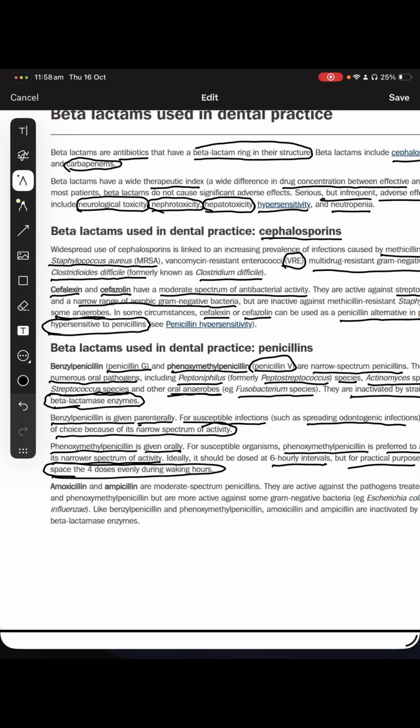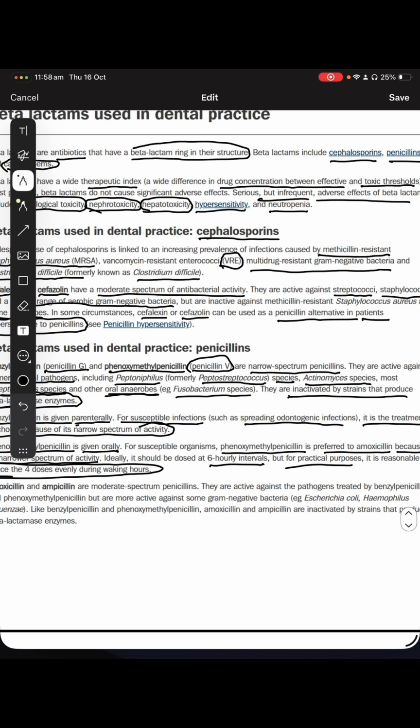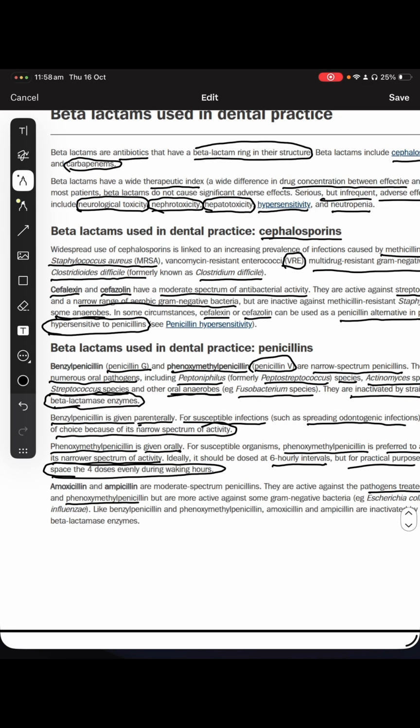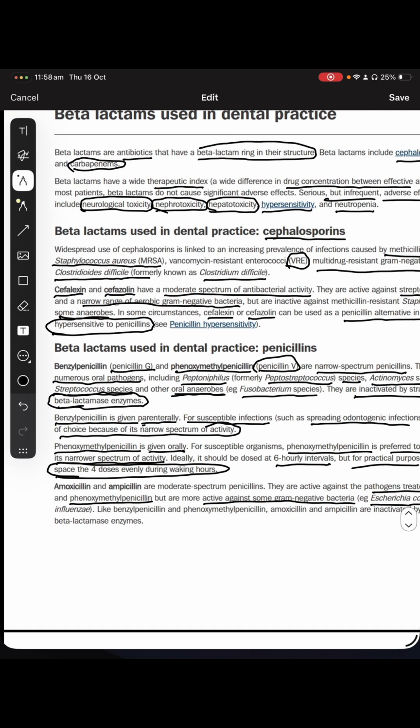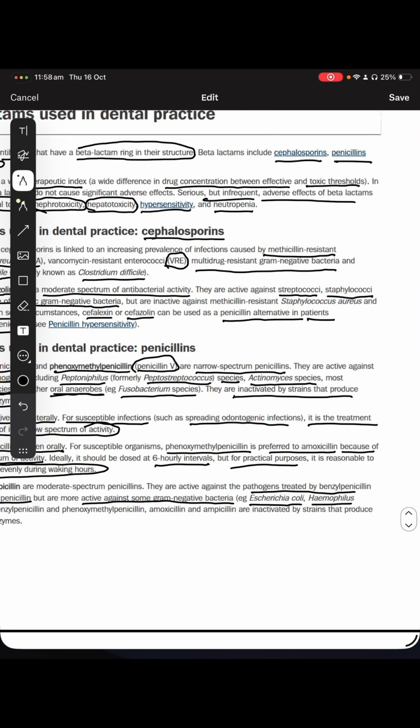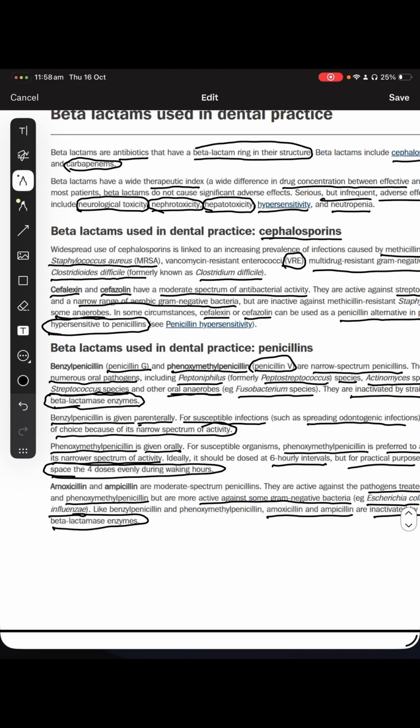Amoxicillin and ampicillin are moderate spectrum penicillins and they are active against the pathogens treated by benzyl penicillin and phenoxymethyl penicillin, but they are more active against some gram-negative bacteria, for example, Escherichia coli and Haemophilus influenzae. Like benzyl penicillin and phenoxymethyl penicillin, amoxicillin and ampicillin are inactivated by strains that produce beta lactamase enzymes.